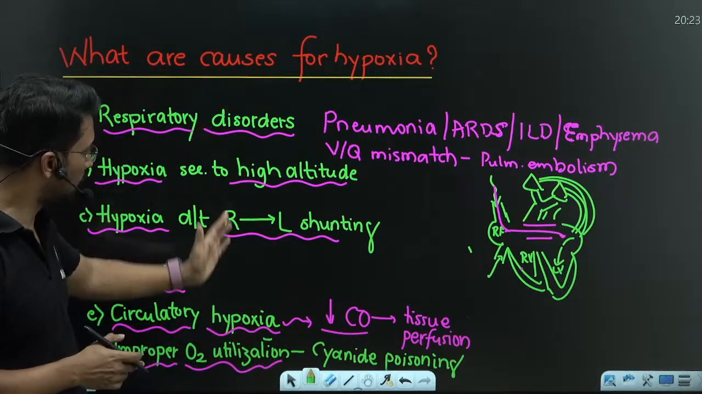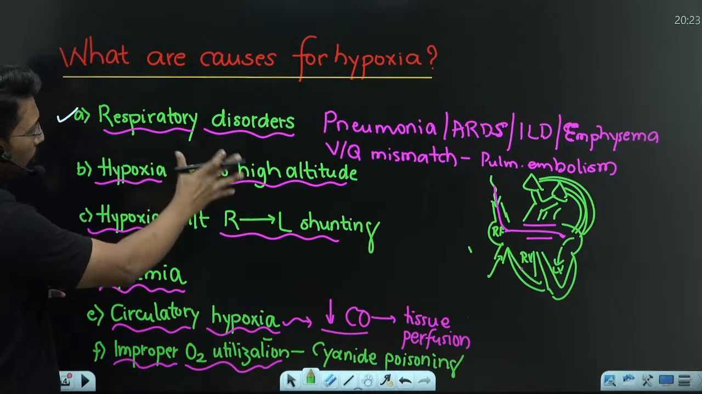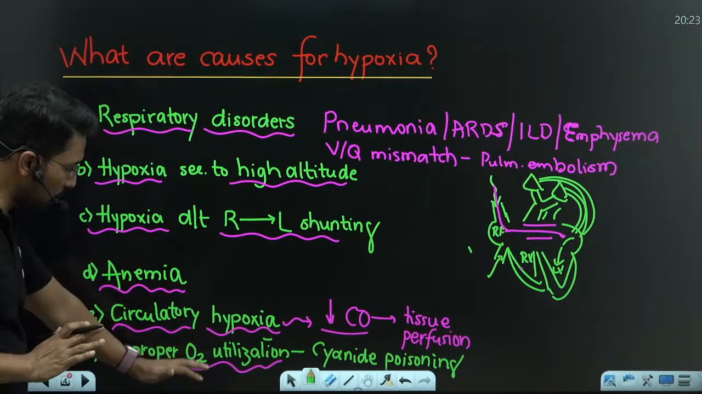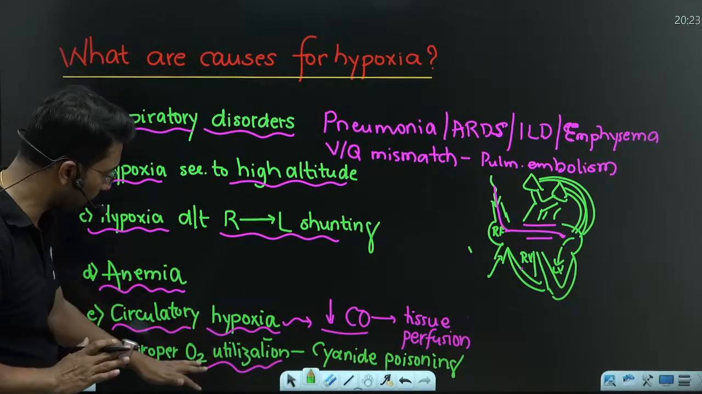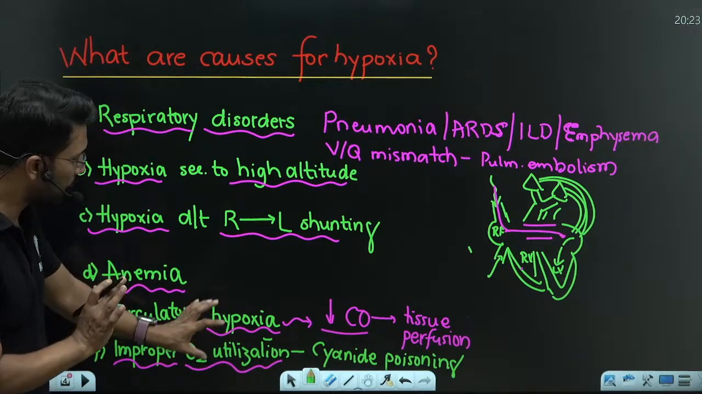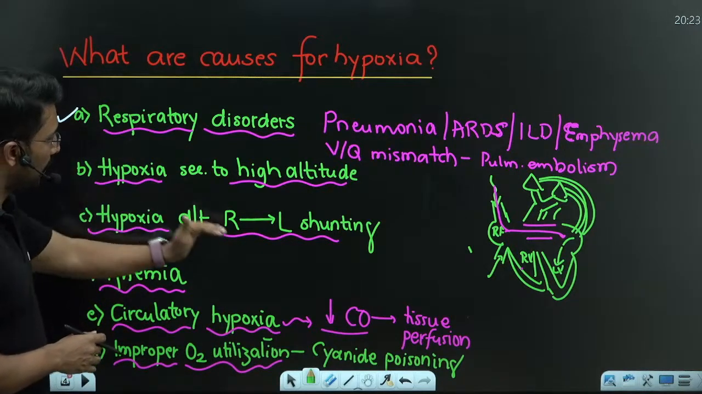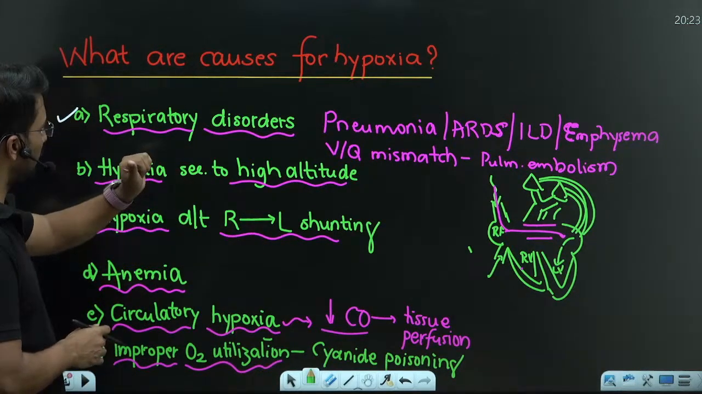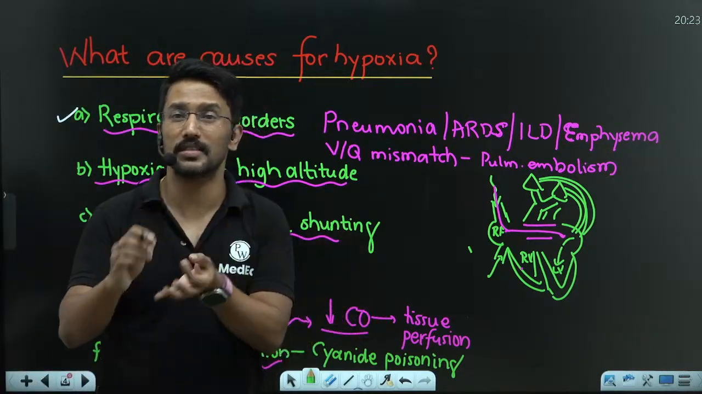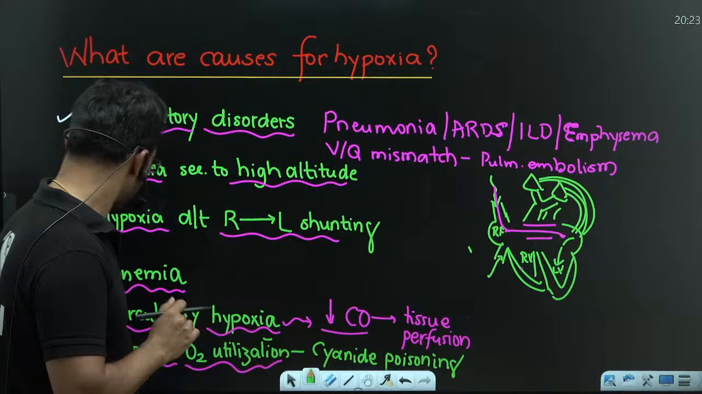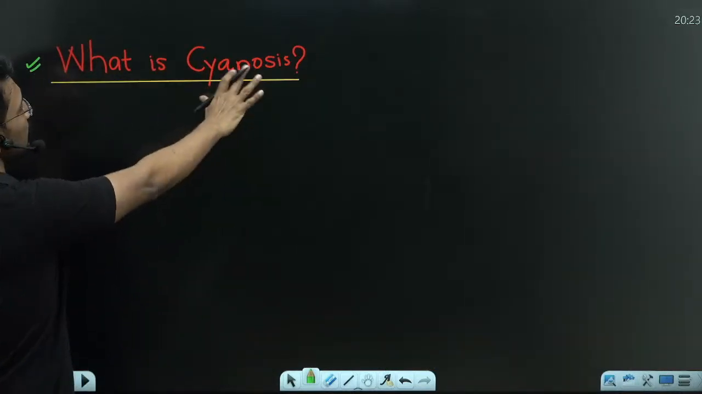So these are all causes for hypoxia. Among these, some are causes for hypoxemia, some are causes only for hypoxia. The circulatory hypoxia and improper utilization of oxygen by tissues are causes for hypoxia. In these patients, hypoxemia need not be there, but anemia, left to right shunting, right to left shunting, high altitude and respiratory disorders are the conditions where there is hypoxemia which is leading to hypoxia. Clear? Okay. Now with this backdrop, we will move to the main topic for today, which is cyanosis.